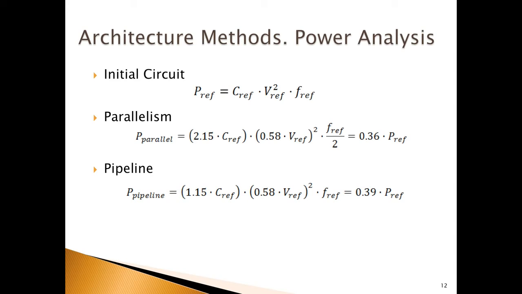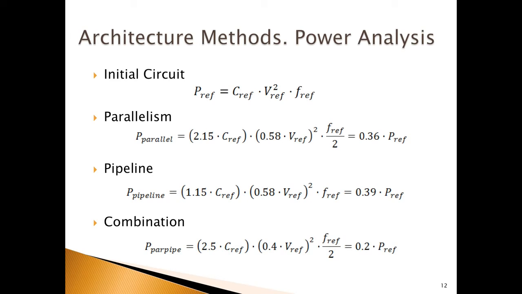In pipeline, we can notice that the supply voltage has dropped by a factor of 0.58. This is because we have considered the same delay in the adder and in the comparator. The capacitance has also increased by a factor of 1.15 due to the extra latches. Finally, we have analyzed the combination of both techniques at the same time, which turns out to be the best solution.